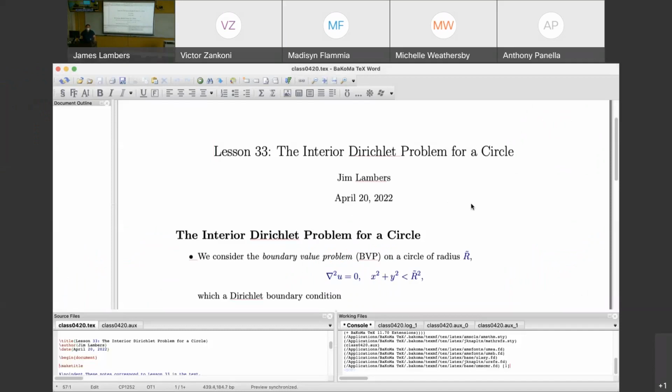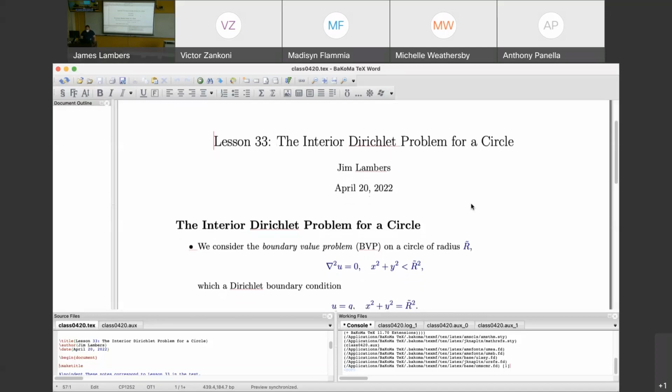Okay, so the idea for today and Monday is that we're going to consider how to solve Laplace's equation on certain domains of a singular circular nature. And it turns out that separation of variables that we've used for other problems will be helpful here too.